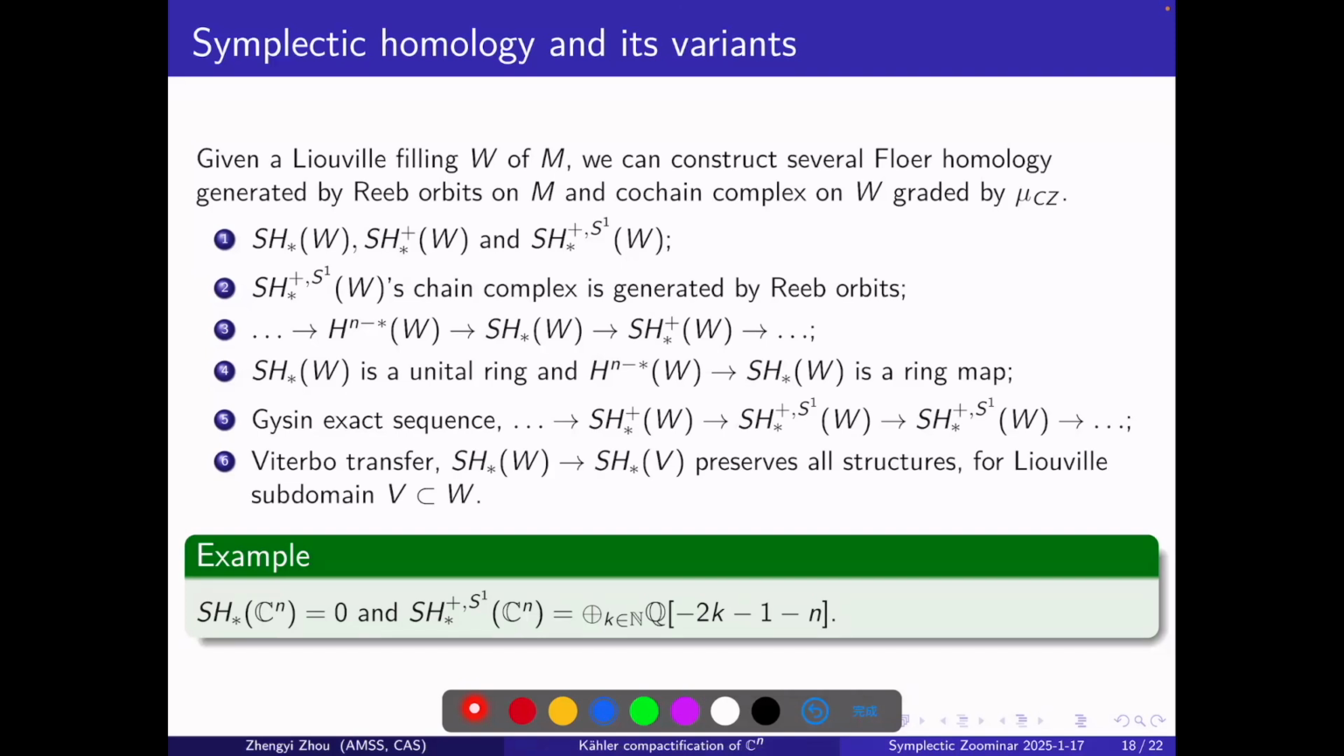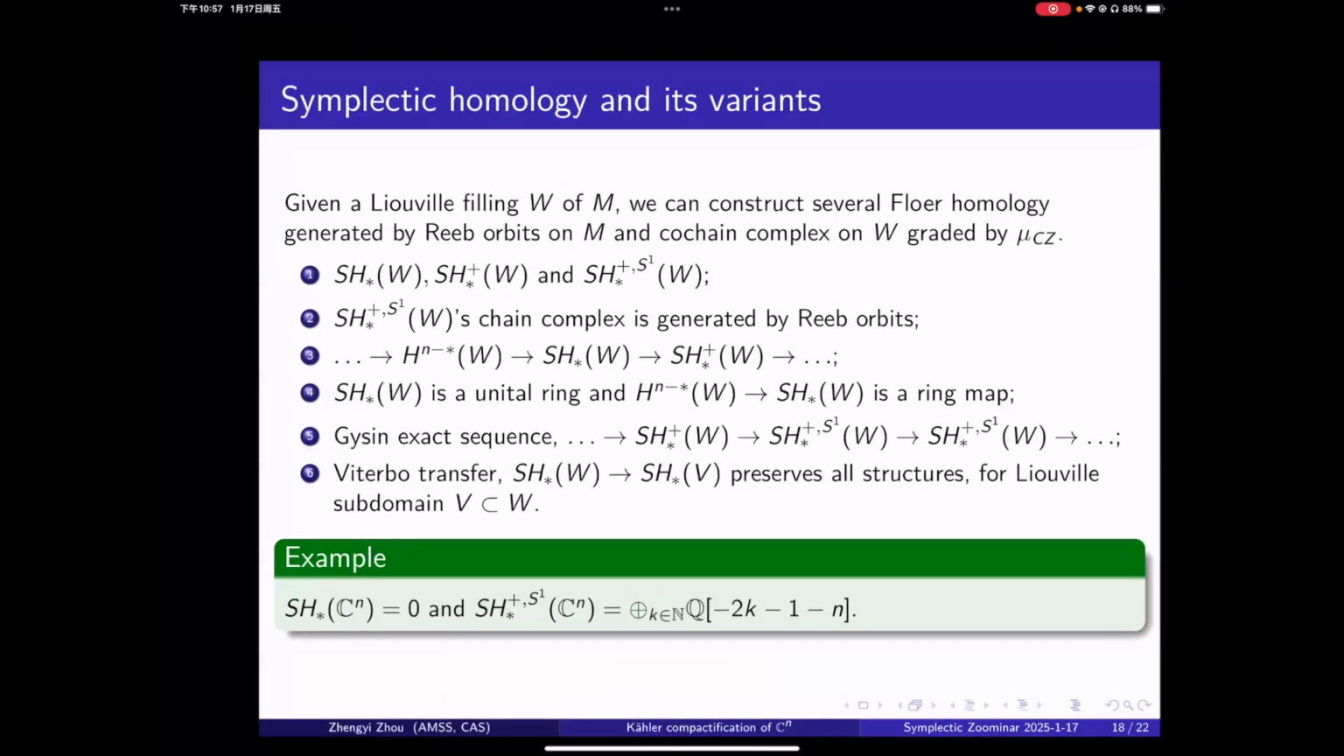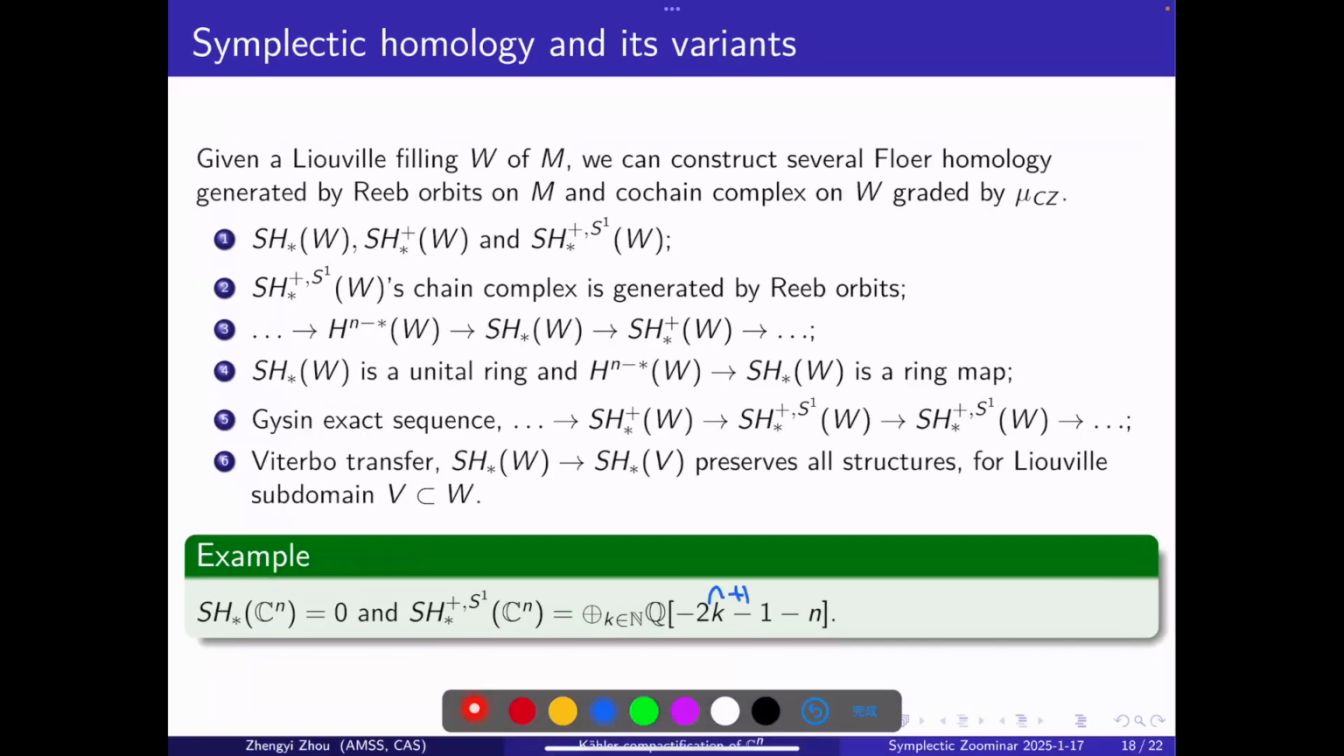And then using the tautological exact sequence here, and also using the Gysin exact sequence here, you just compute the positive symplectic homology of C^n. The S^1-equivariant one is given by this, supported from degree n+1, and then n+3, and so on. Okay.